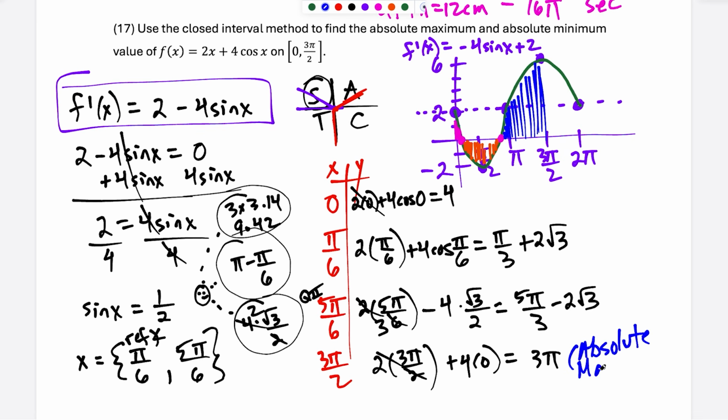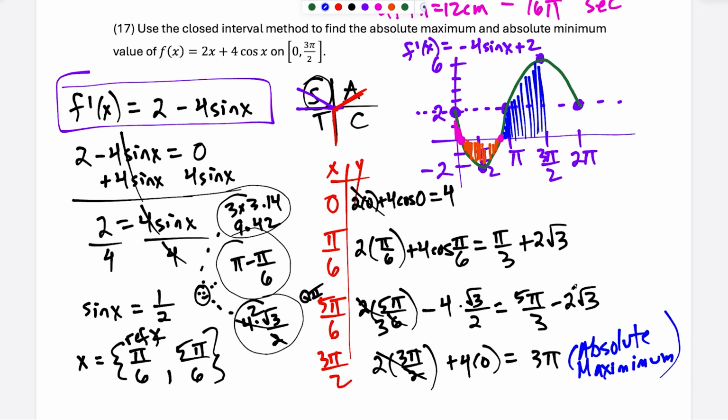But now how about the absolute minimum? So this is the absolute maximum. What about the absolute minimum? Well, notice that the function starts off here at 4. Then it accumulates this much value here in pink, but then it loses this much value in orange. So this graph is strongly suggesting that the absolute minimum is going to occur here at 5 pi over 6.